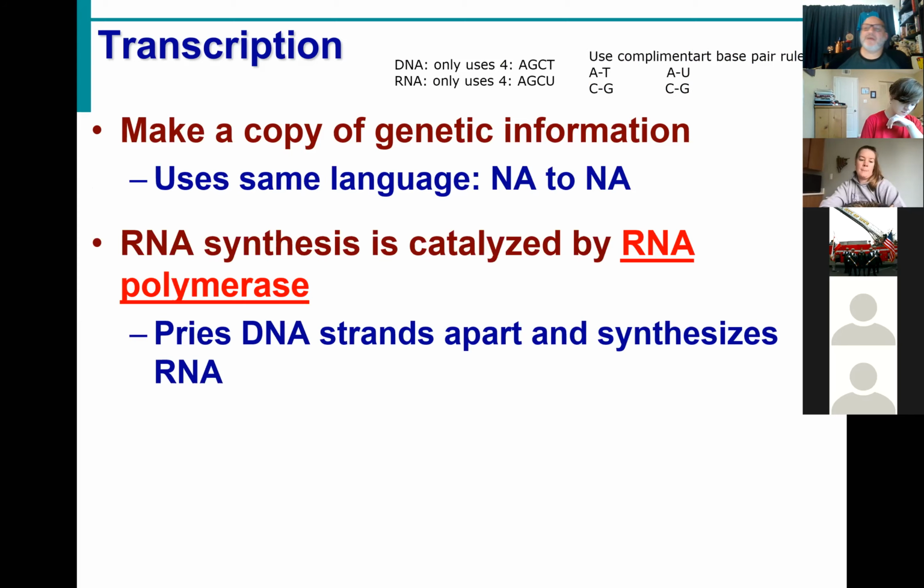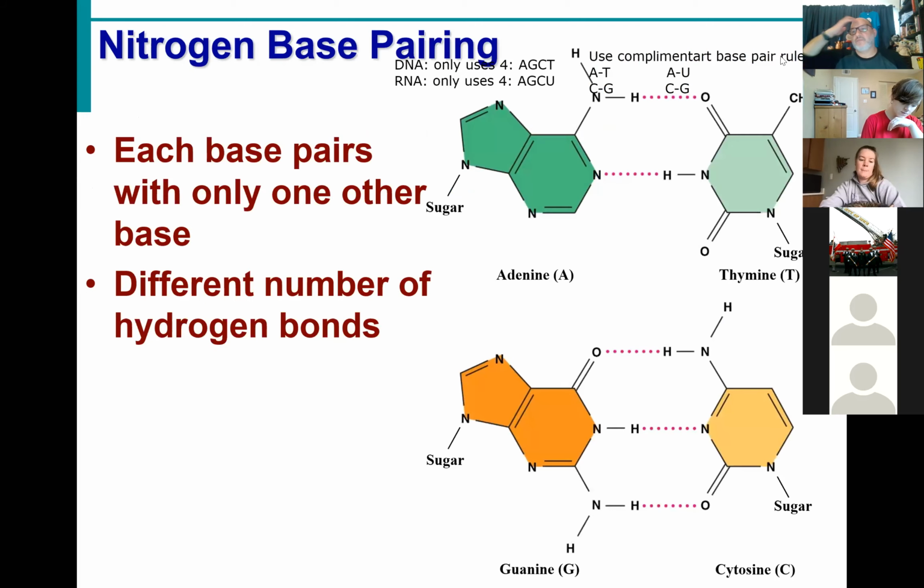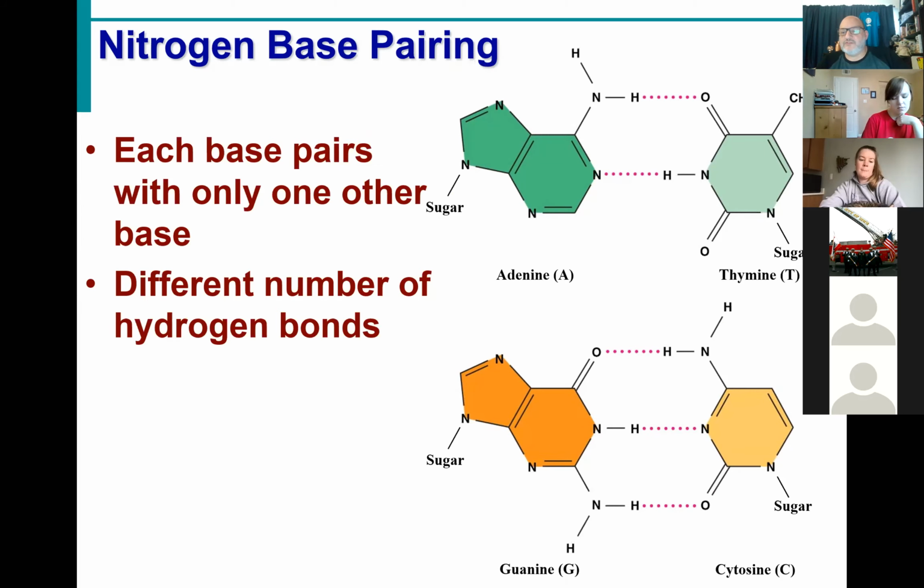So this enzyme, along with dozens of others, but this is the primary one, is responsible for making that complementary strand. And here's how it works. Remember, these are our base pairs. One purine goes with one pyrimidine: adenine goes with thymine, guanine goes with cytosine.